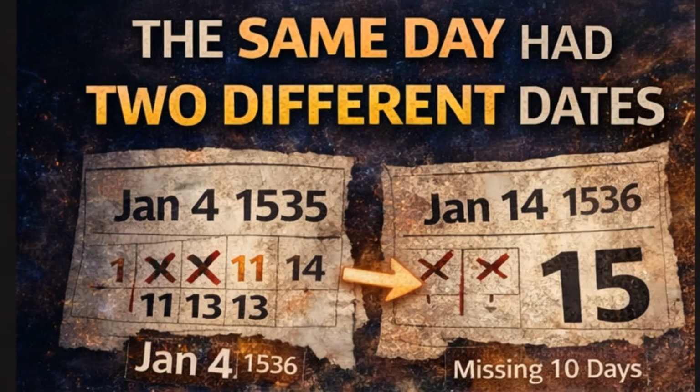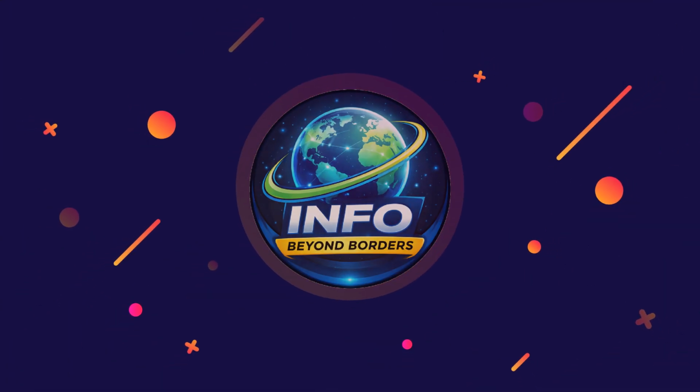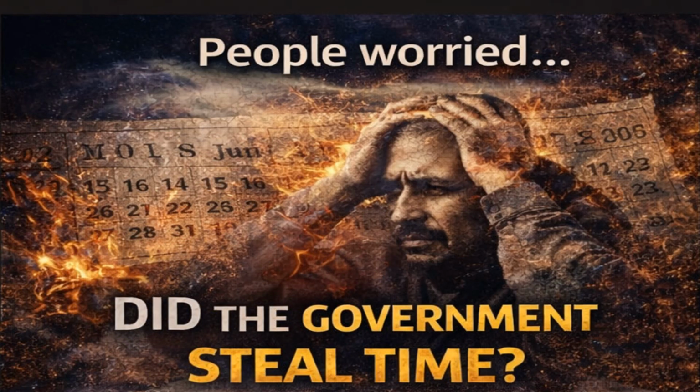That's why historians sometimes label dates like this. Old style, OS, equals Julian calendar. New style, NS, equals Gregorian calendar. So when you read history and see 2 dates for the same event, it's not a mistake. It's the calendar split. Now let's talk about the most emotional part of this story.